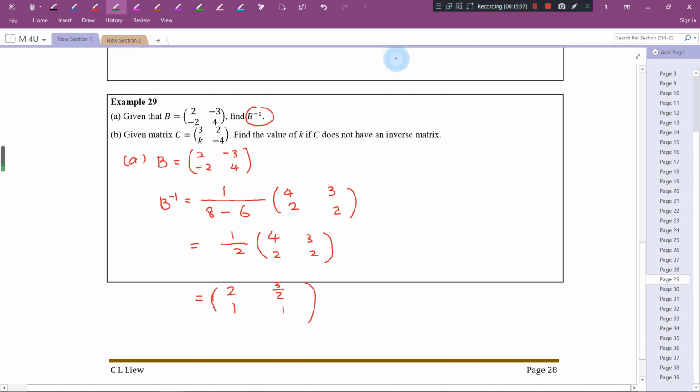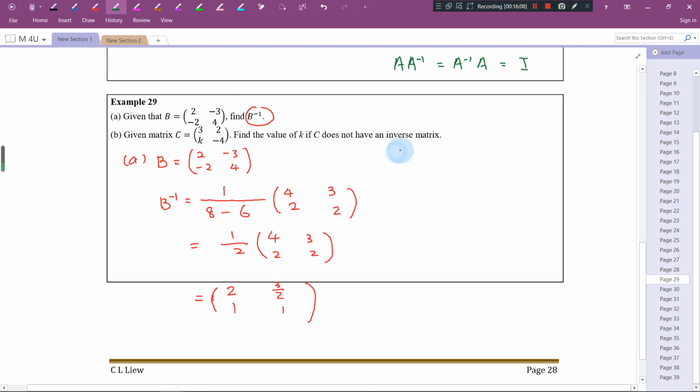Just now I told you that A times A inverse is equal to A inverse times A, right? Is equal to identity. How about now let's try, see whether we can get the identity matrix or not. This is B inverse. This is B. I want to double check whether my answer is correct. So I take this one, multiply by this one. If I get the identity matrix, I know my answer will be correct.